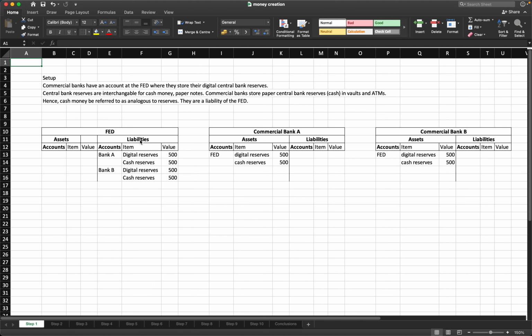As you can see, I've drawn 3 simplified balance sheets, one for the Fed and 2 for commercial banks. The commercial banks have an account at the Fed where they store their digital central bank reserves, as you can see right here. So the Fed has liabilities for both Bank A and Bank B, and they have digital reserves and cash reserves, each 500. As you can see, the balance sheets are mirrored. The liability for the Fed is an asset for the commercial bank.